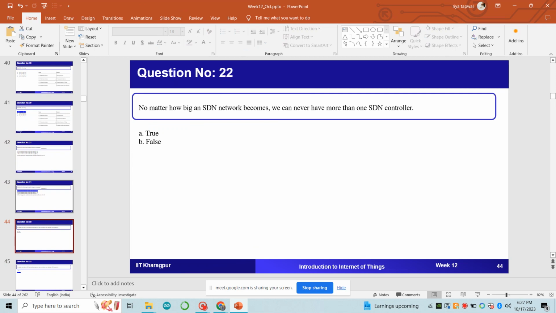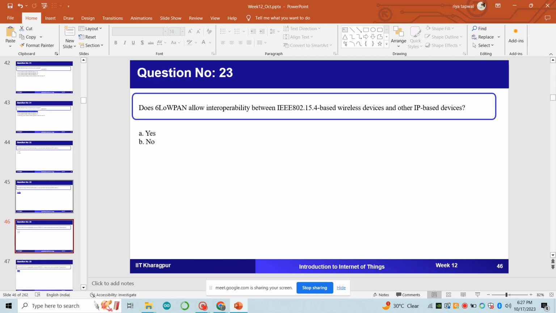Next question is, no matter how big an SDN network becomes, we can never have more than one SDN controller. True or false? False. Anyone else? Yes, this statement is false because you can have more than one SDN controller.